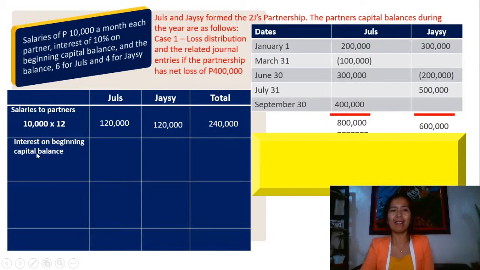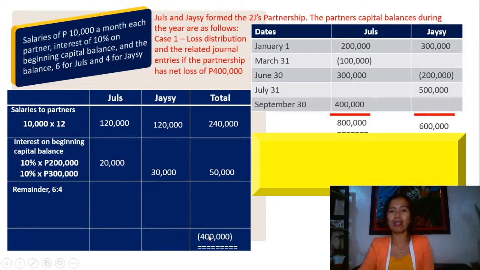To compute that agreement, this is how to do it. 10% times 200,000 will give us 20,000. And for JC, that is 10% times 300,000, that will give us 30,000, and the total is 50,000. And lastly, for the balance, that is 6:4. To get the balance, first you need to write at the bottom the total net loss to be distributed among the partners, negative 400,000, and we will work upward.